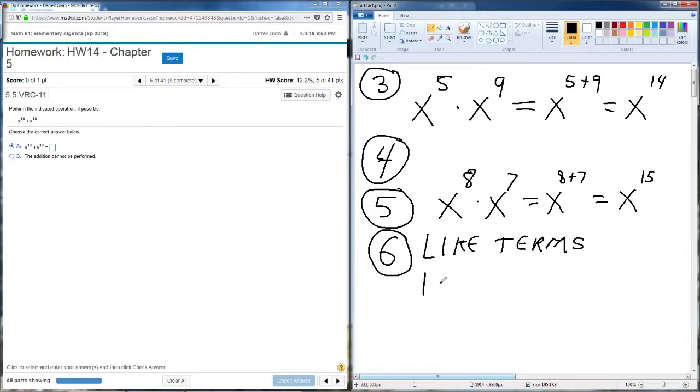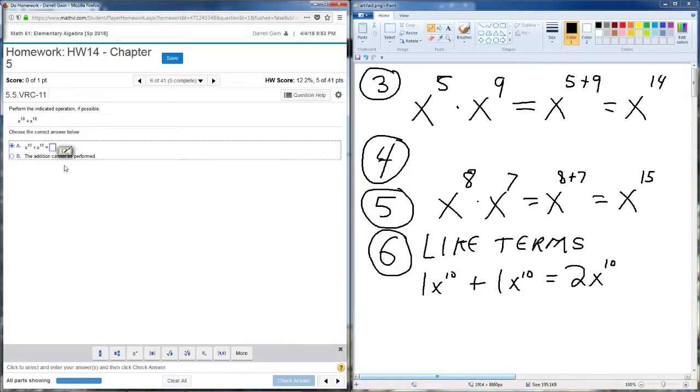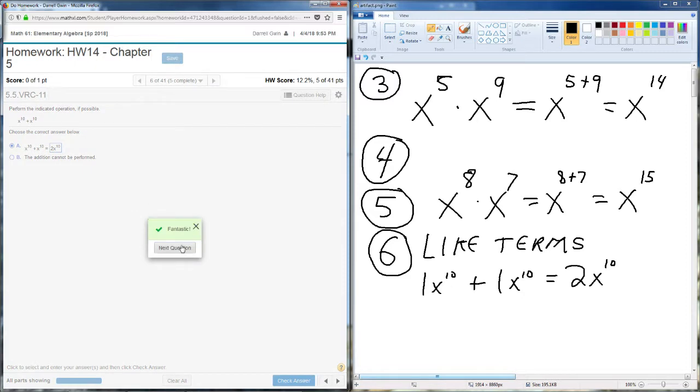So it is 1x to the power of 10 plus 1x to the power of 10. If I'm adding 1x to the power of 10 to another x to the power of 10, that is equal to 2 x's to the power of 10. So I will type that in. Hopefully that's an answer. 2x, shift up arrow, which is the 6, shift 6, and type in the 10, enter. Fantastic, that was it. Number 7.